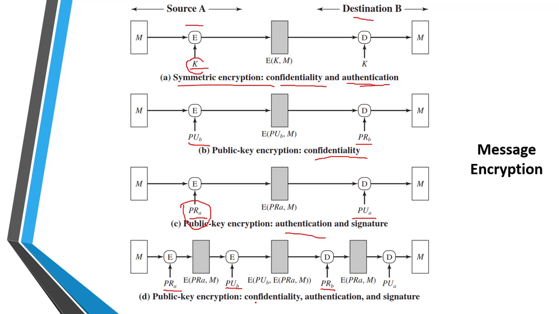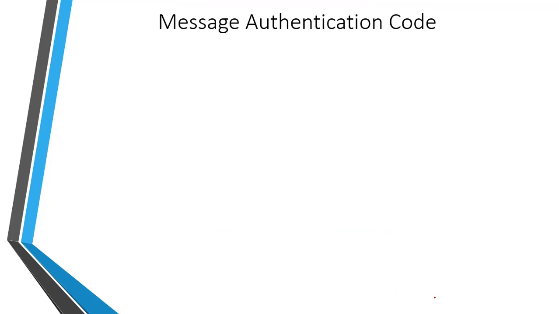So we are also getting the confidentiality here. And after that, using the public key of A, the message is further decrypted and the original message is generated. So this scheme provides the confidentiality as well as authentication. Next, we will see message authentication code.